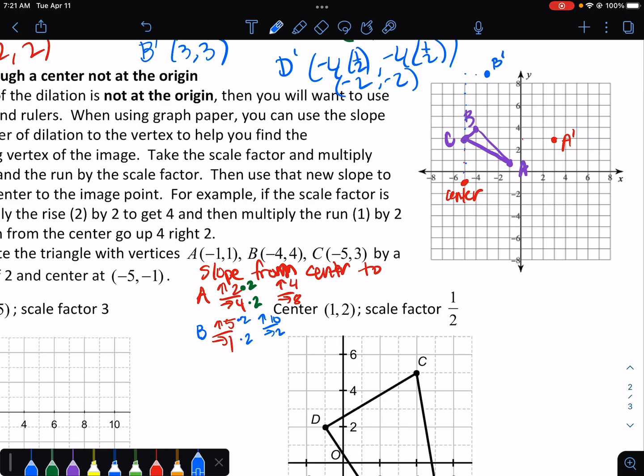And then I'm going to do the same kind of idea with C. So my slope from the center to C is up 1, 2, 3, 4 over nothing. So we go up 4 over nothing. I'm still going to take the scale factor and multiply it by both the rise and the run. So this will be up 8 over nothing. So then I'm going to go up 1, 2, 3, 4, 5, 6, 7, 8. So then there's our C prime.